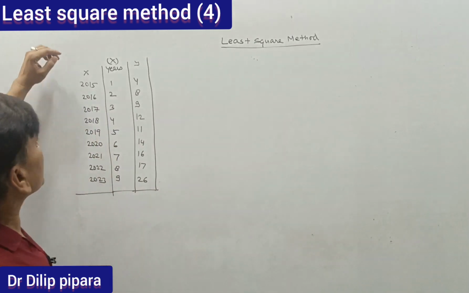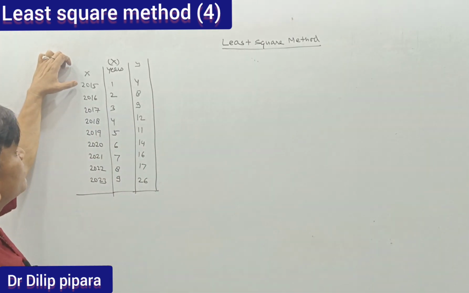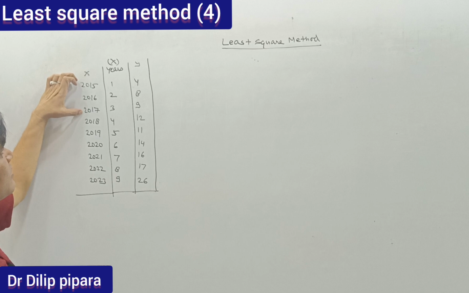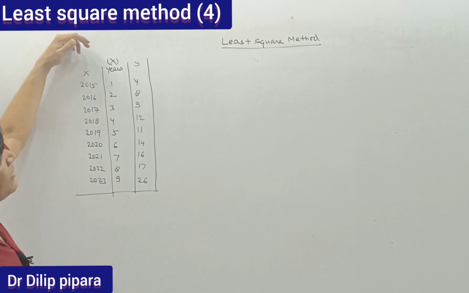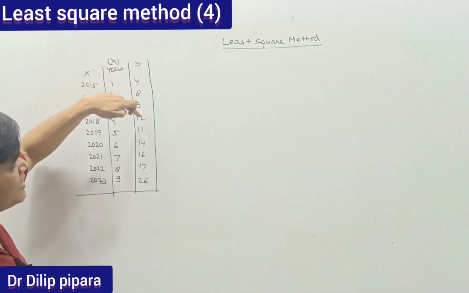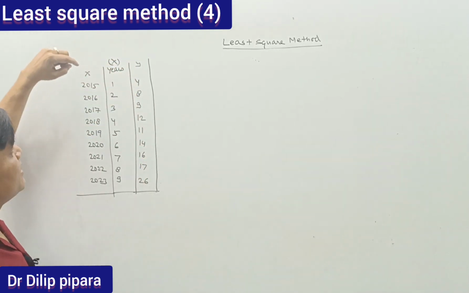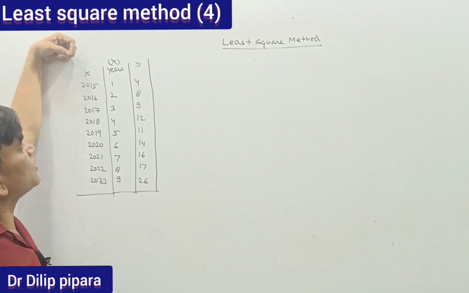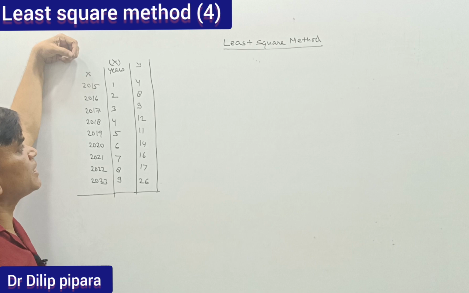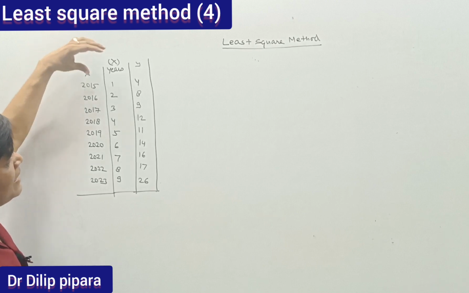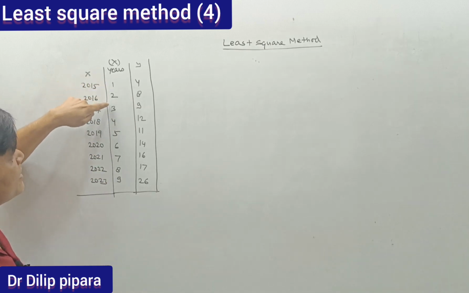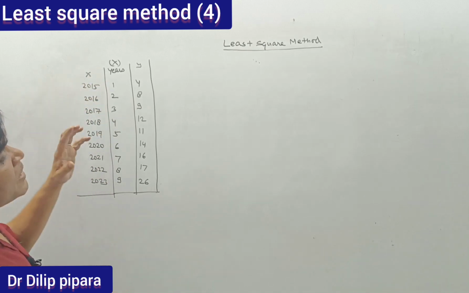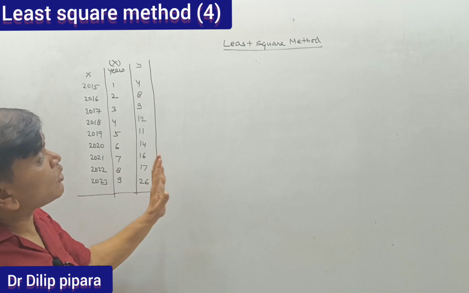So here I have taken the years 2015, 2016, 2017, 18, 19 up to 23, and these are the numbers of science students in a college. In 2015 only 4 students were in science, in 2016 8 students, in 2017 9 students, then 12. So it's an increasing form. I have taken these 9 years: 1 year, 2, 3, 4, 5, 6. This is a case of an odd number.